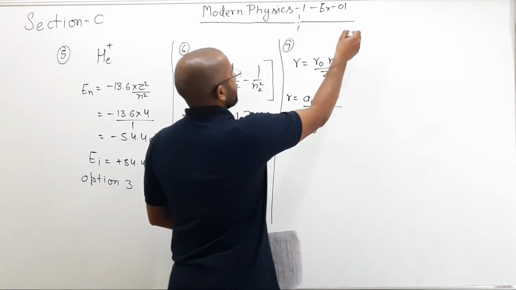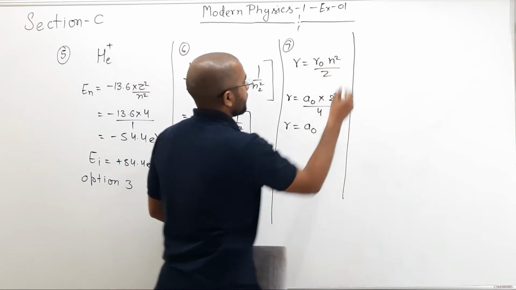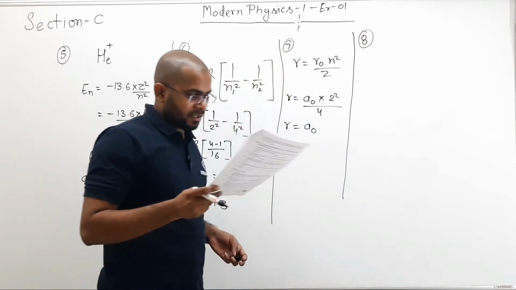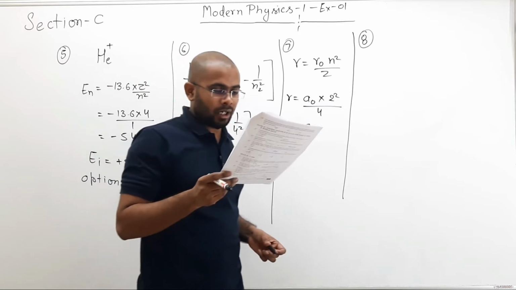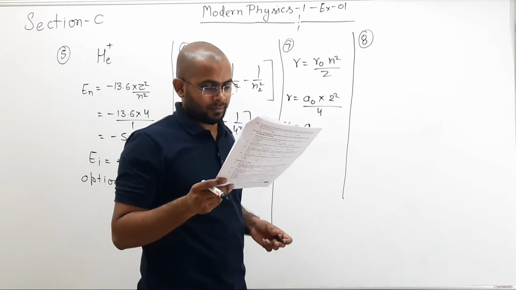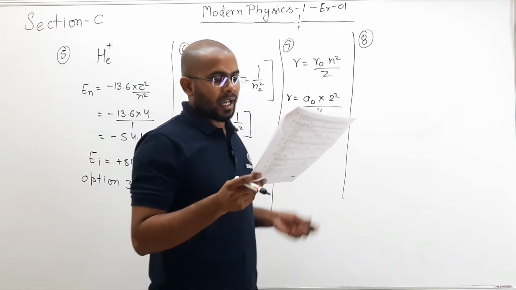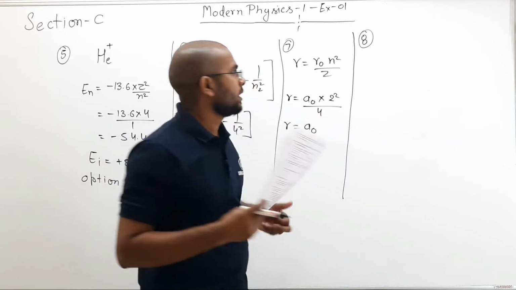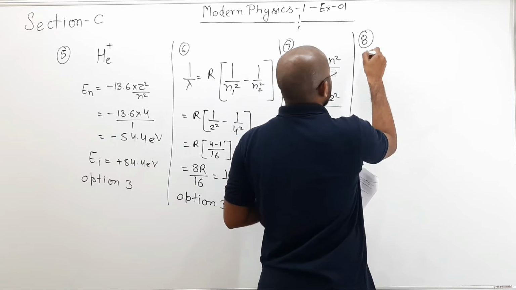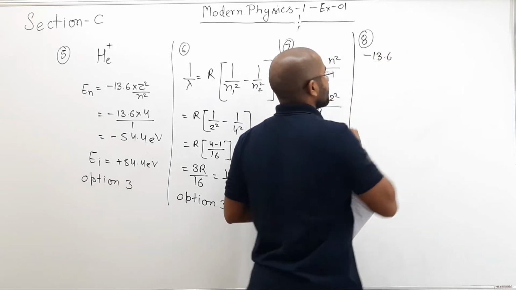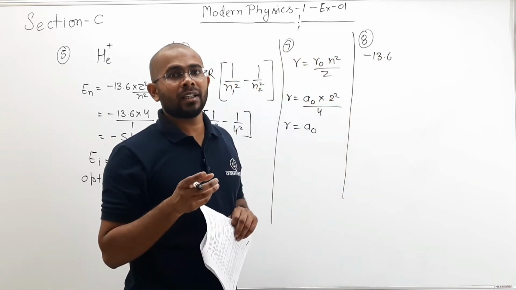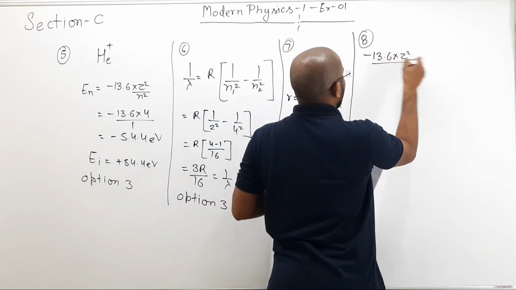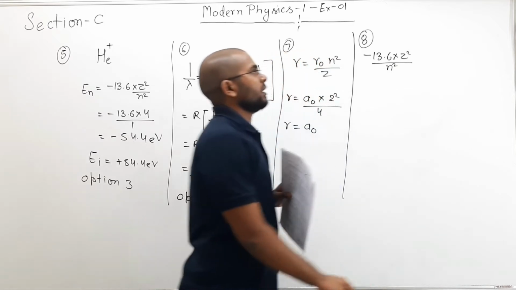So let us solve question number 8. What is question number 8? Question number 8 says, which energy state of doubly ionized lithium has the same energy as that of the ground state of hydrogen? Now what is the energy in the ground state of hydrogen? Minus 13.6 into Z square divided by n square. That is the energy of hydrogen.